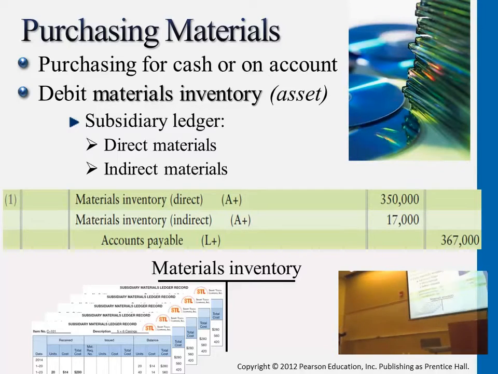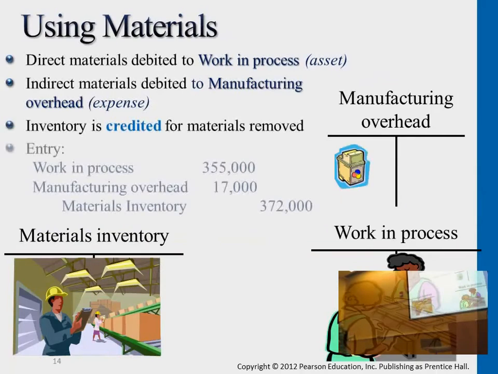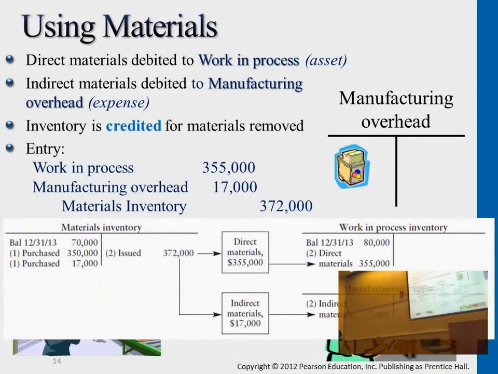Okay, so the step we just did in this slide here, purchasing the materials, and now we're transferring part of the materials into work in process. Into work in process of the direct materials used, manufacturing overhead, $17,000 is the indirect. So remember the second stage we talked about last week, a part of the direct materials used here, using this example, would be $355,000, transfers to, this is the work in process stage.